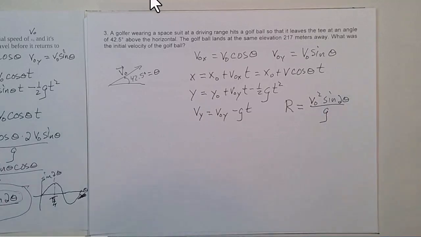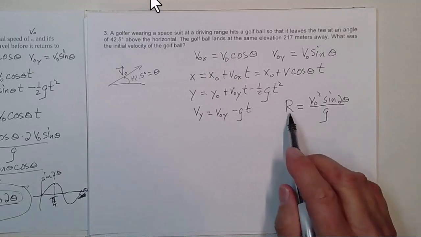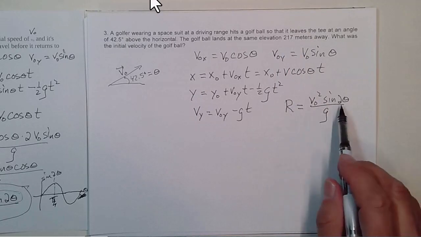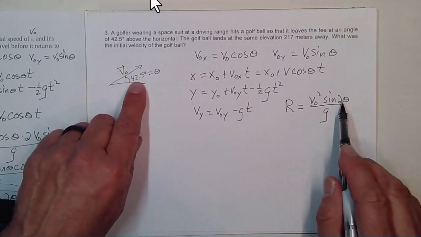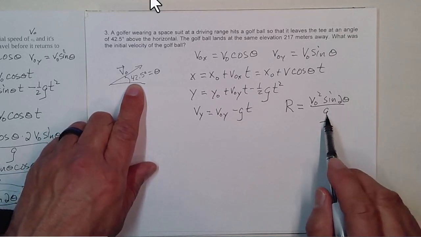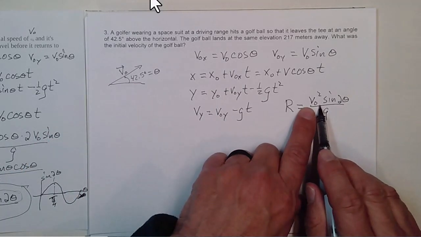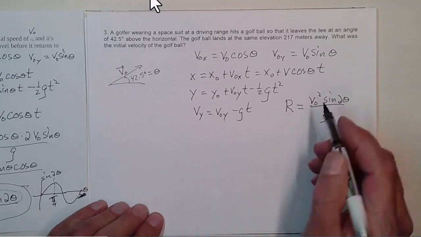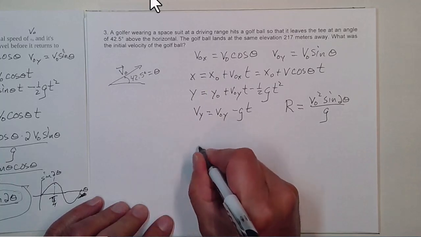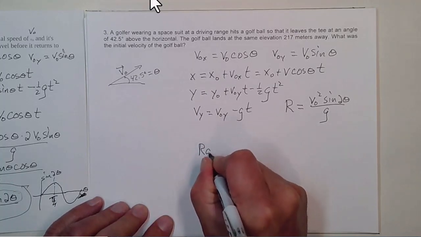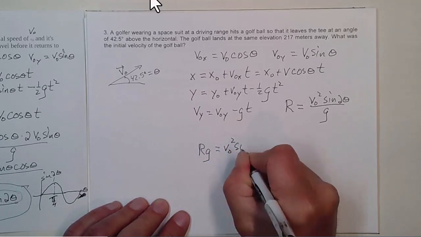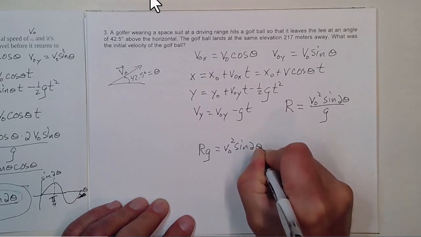Okay, well, we know how far the projectile goes. The golf ball lands 217 meters away. We know theta, it's 42.5 degrees, so 2 theta is going to be 85 degrees. We know g, the only thing we don't know here is v naught. So we can solve for that. First I'll multiply out from underneath by the g, and I'll get the range times g is going to equal v naught squared sine of 2 theta.